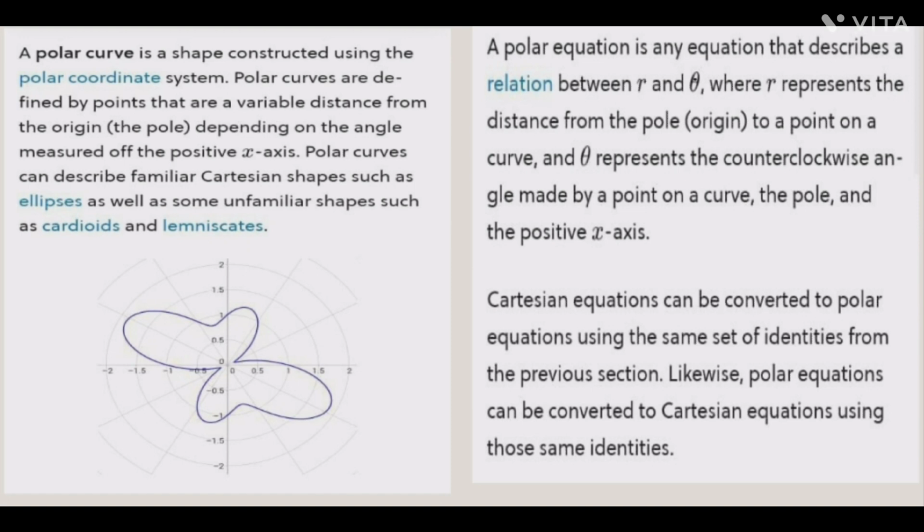A polar equation is any equation that describes the relation between r and theta, where r represents the distance from the pole to a point on a curve, and theta represents the counterclockwise angle made by a point on a curve, the pole and the positive x-axis.